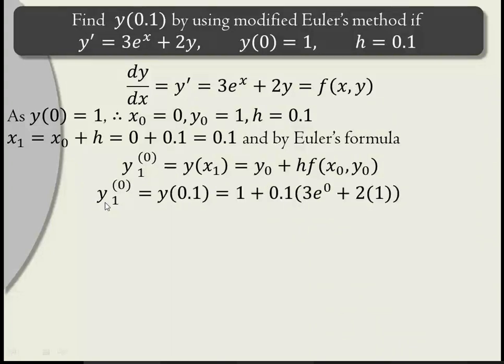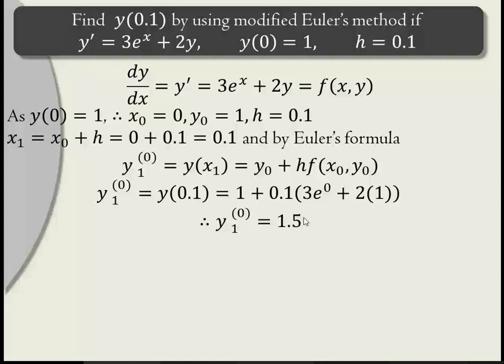So the zeroth iteration of y1, that is y at x1 equal to 0.1, equals 1 plus 0.1 into 3 into e raised to x0, x0 is 0, plus 2 into y, y is y0, so that is 1. Simplify it and get the answer. So the zeroth iteration of y1 is 1.5.